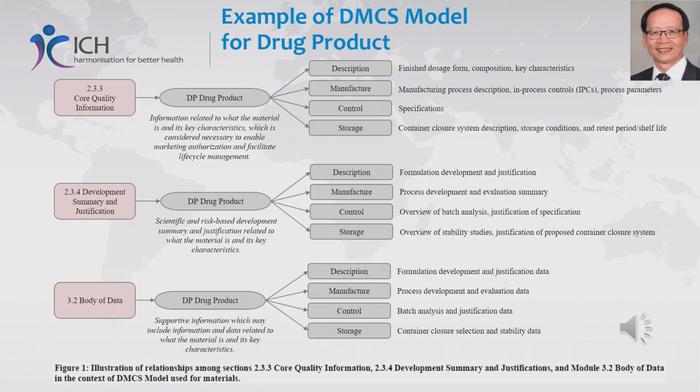Together, these three layers, CQI, DSJ, and body of data, create a structured framework that makes the dossier more transparent, logical, and easy to navigate. Now, this model ensures that at each level, information is organized consistently by description, manufacture, control, and storage.